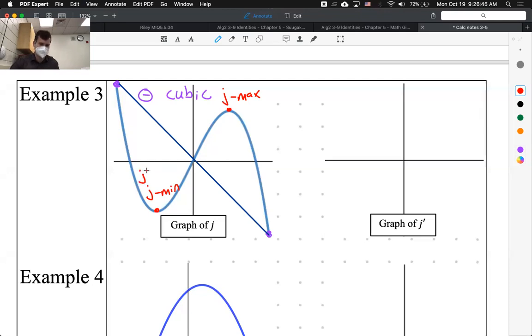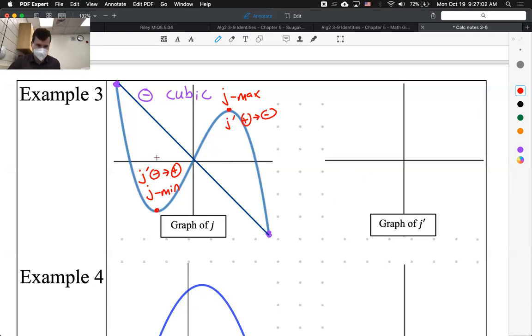Yeah, there it is. And so we'll say J prime goes negative to positive. And therefore, Andrea, J maximum is J prime going positive to a negative. Okay, so I'm going to go ahead and make those points.